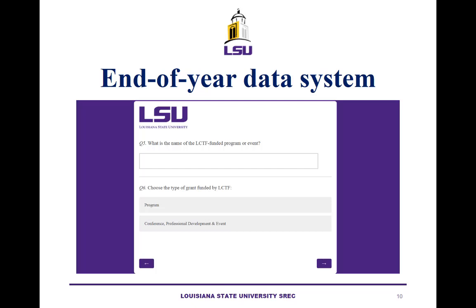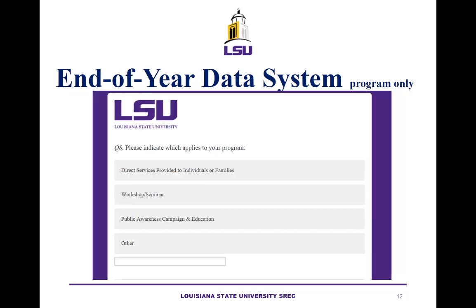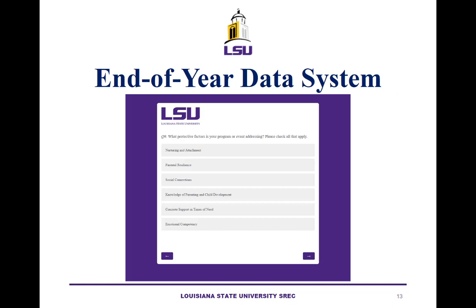Next, you'll be asked to select whether your grant is for a program or conference, professional development, or event. If you select a conference, professional development, or event, you will be asked what type of event: professional development training, conference, workshop, seminar, or public awareness campaign and education. If your grant is a program, you will be asked what type: direct services provided to individuals or families, workshop, seminar, public awareness campaign and education, or if none of the options applies, select other and provide an explanation in the text box.